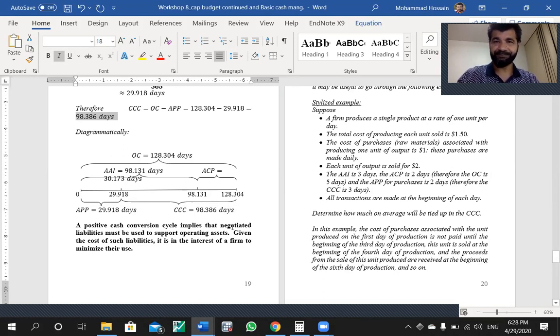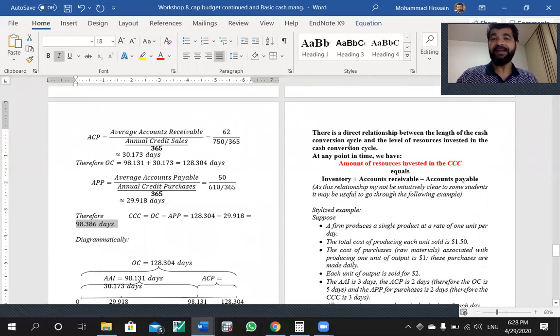Okay, now this says here there is a direct relationship between the length of the cash conversion cycle, how long you need to keep your money, and the level of resources invested in the cash conversion cycle, how much money you need to keep in there. There's another thing they will be talking about in here. So let's move on.